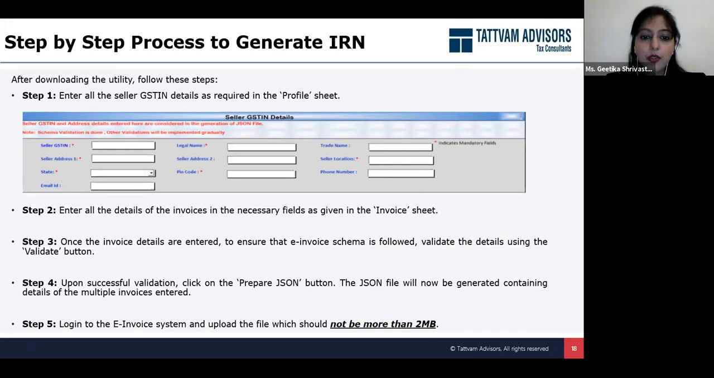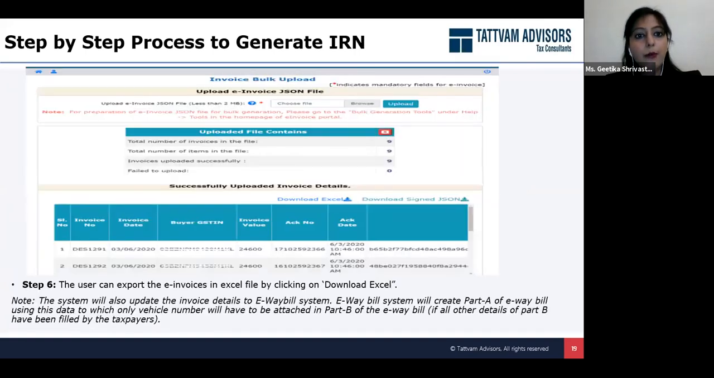You download the Excel sheet of the bulk generation tool, fill in the details, convert it into a JSON file, and then you have to upload it on this portal. There is this window which will come, upload e-invoice. You'll have to browse, upload, etc.